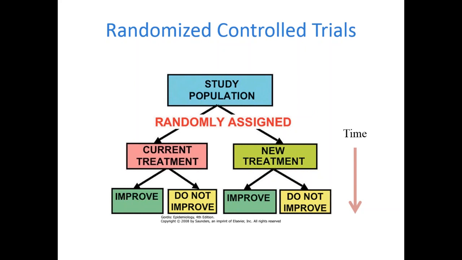Here's the basic outline, and it's important to note the time. We're looking at the right side of this slide, you'll see the time. Sometimes the diagrams have time going across the x-axis, like we did with our study that we illustrated with rates and risks. Here the time is pointing downward. So we start with a study population, we randomly assign them to 2 or more treatments. The diagram simply shows 2, but there's more. And then you look to see if people improved more with one treatment or one exposure compared to another.